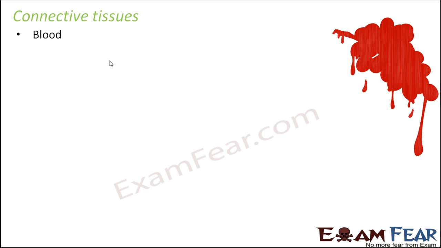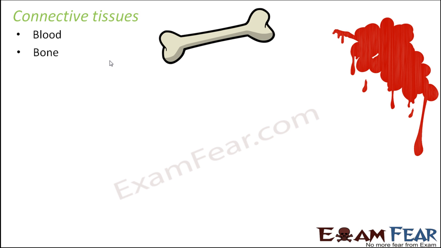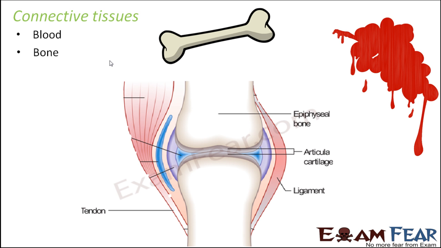So talking about connective tissues, what are the connective tissues which are present in an organism? Blood, bone, tendons. So what are tendons? We'll see it very soon. Inside our body we have so many things, right? We have bones, we have muscles. So tendon is something which connects a bone to a muscle. We have ligaments. What are ligaments? Again, it is a structure which connects a bone to another bone. So bone to bone connection is done by ligament, and bone to muscle connection is done by tendons.